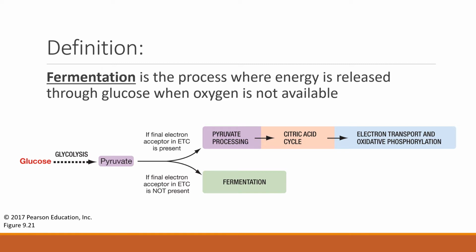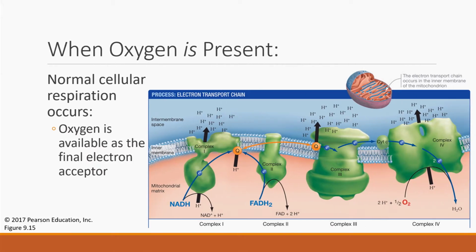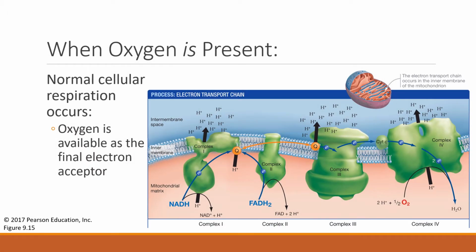Fermentation is the process where energy is released through glucose when oxygen is not available. However, when oxygen is present, normal cellular respiration, also known as aerobic respiration, occurs. This is because oxygen is available as the final electron acceptor in the electron transport chain.